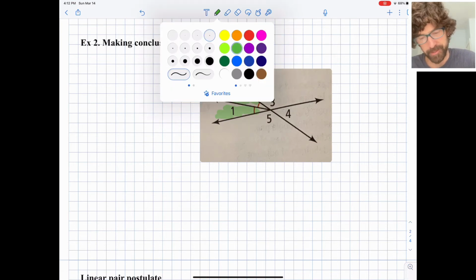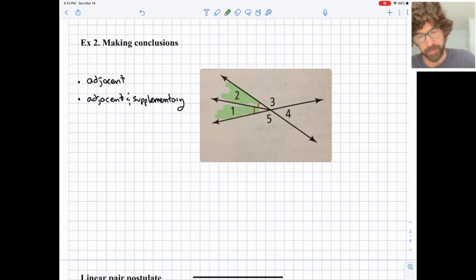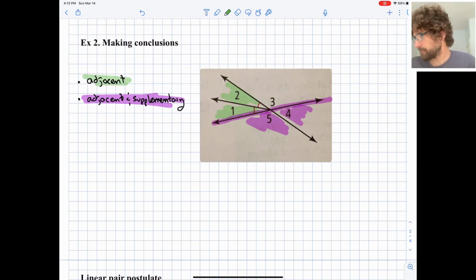So let's make a little list here. We can assume that angles are adjacent. Next, we can assume that angles are adjacent and supplementary. In other words, let's look at angles 4 and 5. Those do appear to be adjacent angles, and they do appear to be supplementary because it looks like they're a linear pair. Their non-common sides are on this line. So adjacent and supplementary, we can assume that to be the case as well.